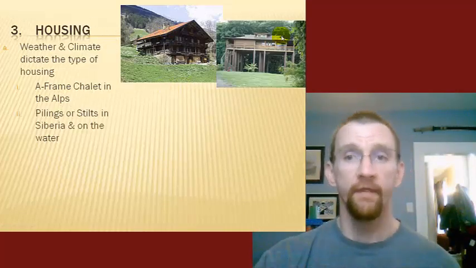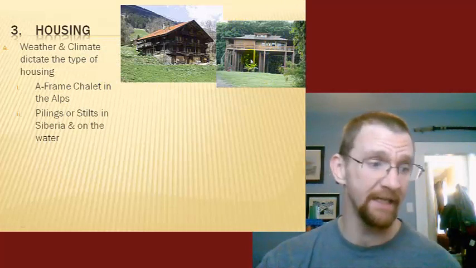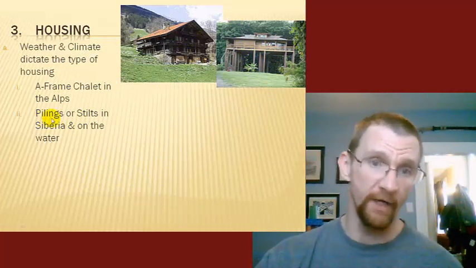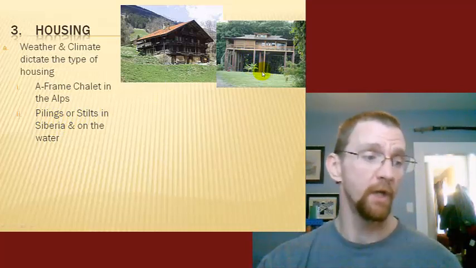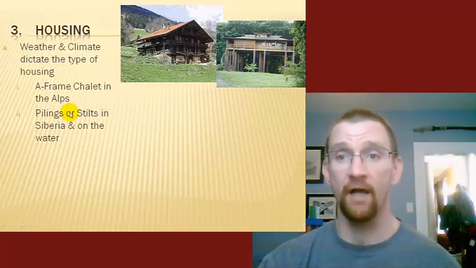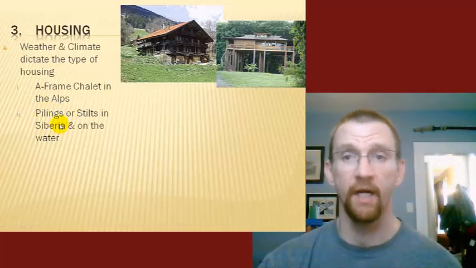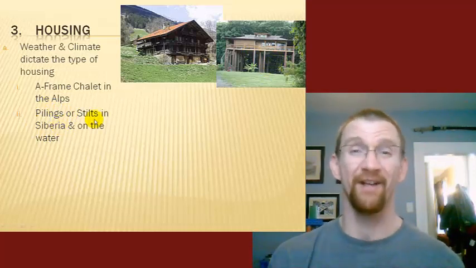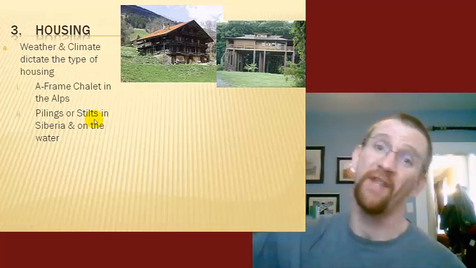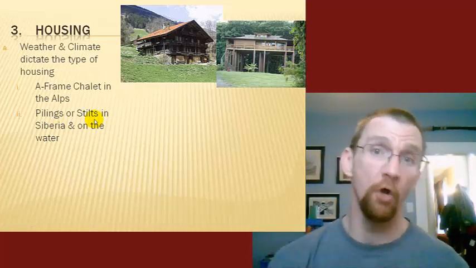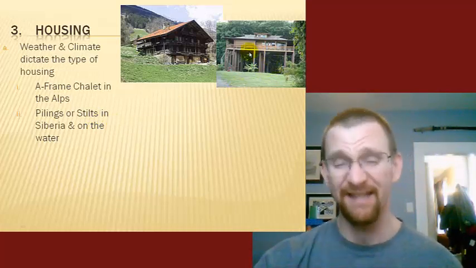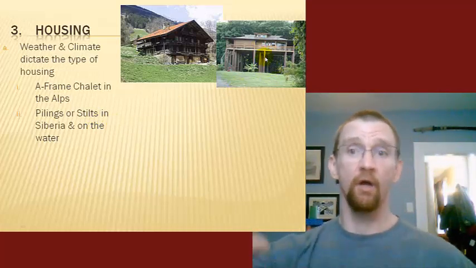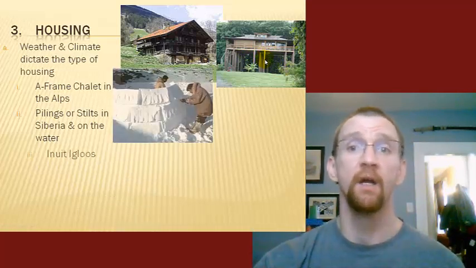Two, these things right here are called pilings or stilts. In some regions, pilings or stilts are used to support a house on its foundations. In Siberia, they have permafrost, which means the ground stays frozen pretty much all year round, so they have to dig way down below the permafrost to give the house a stable foundation. That's called a piling.